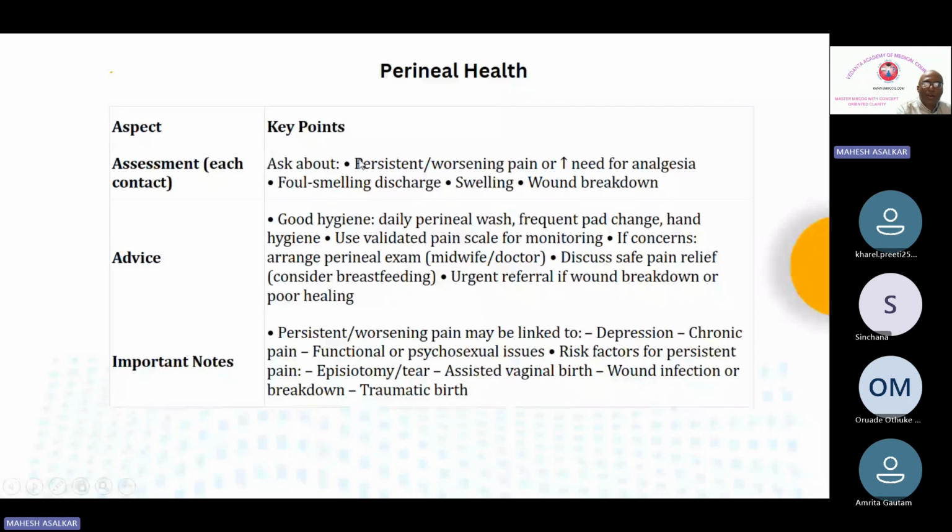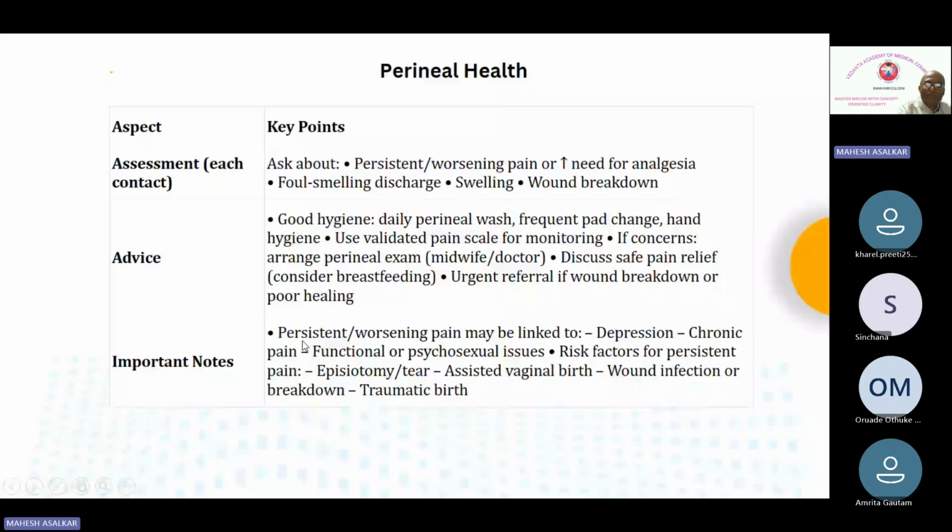Perineal health: you need to look into persistent or worsening pain, increased need for analgesia, foul smelling vaginal discharge, swelling, wound breakdown, etc. And one important note, just listen carefully: persistent or worsening vaginal pain may be linked to depression, chronic pelvic pain, functional or psychosexual issues, and risk factors for persistent pain may be episiotomy, tear, assisted vaginal birth, wound infection, or breakdown. So when you have this persistent pain, always look for mental health issues also. Okay, this is also one of the important things in this particular slide.